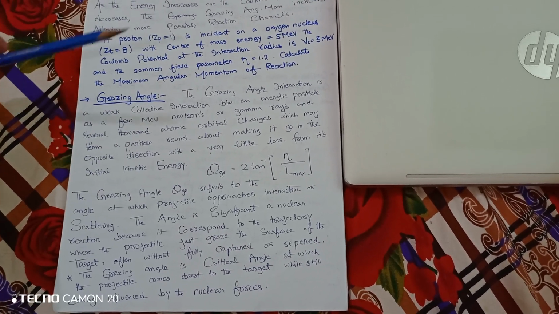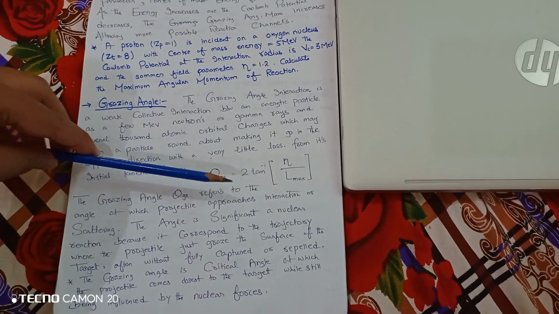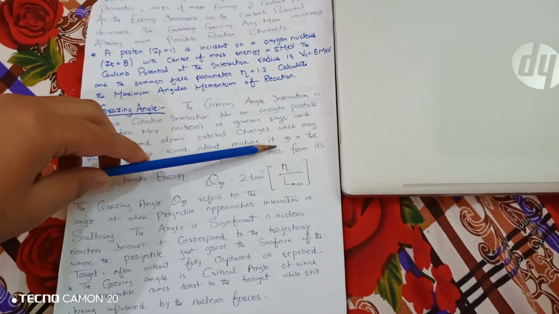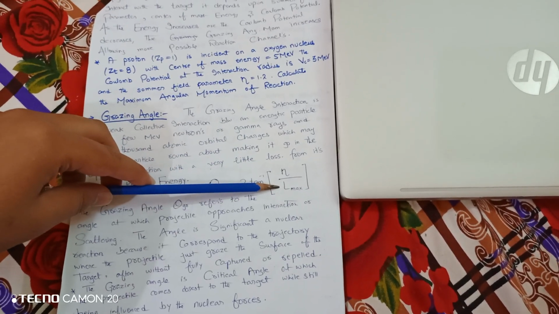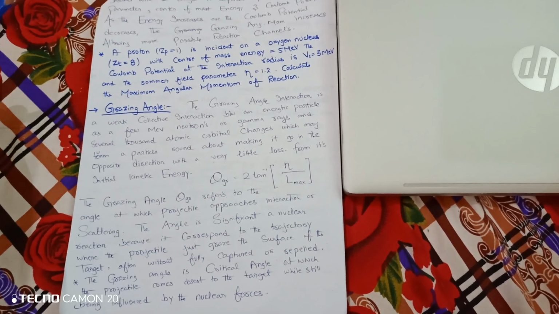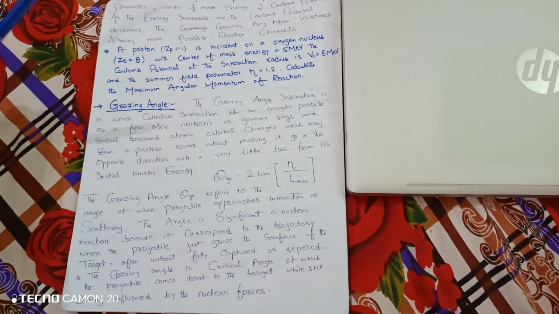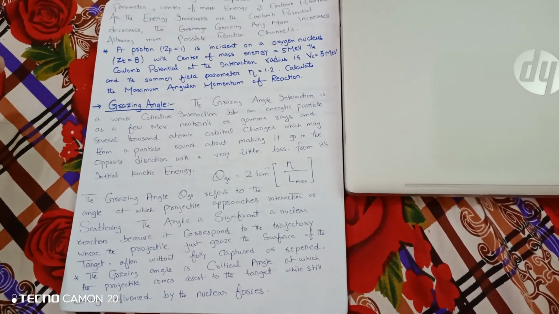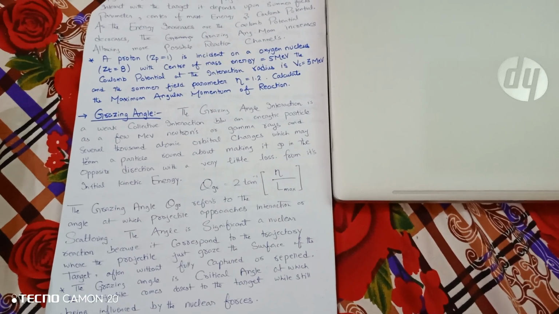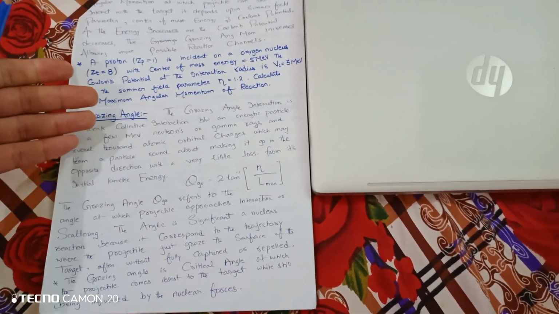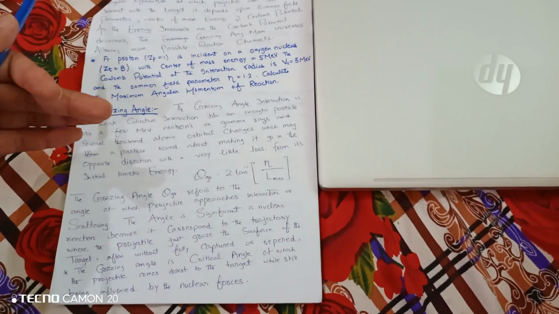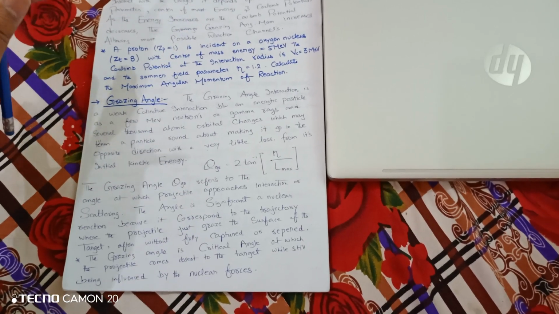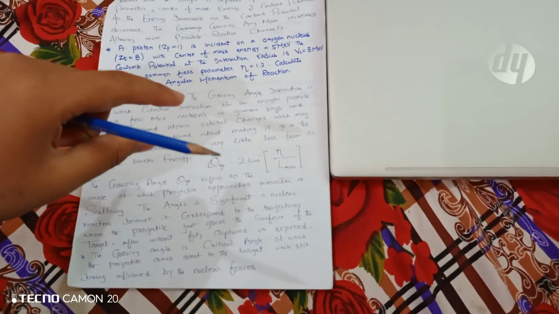So the relation for the grazing angle theta gr equals 2 tan inverse of eta divided by L max, where eta is the Sommerfeld parameter and L max is the grazing angular momentum. The grazing angle basically refers to the angle at which the projectile approaches interaction or scattering, because when your projectile just hits the surface of the target, there is just an opportunity of scattering.